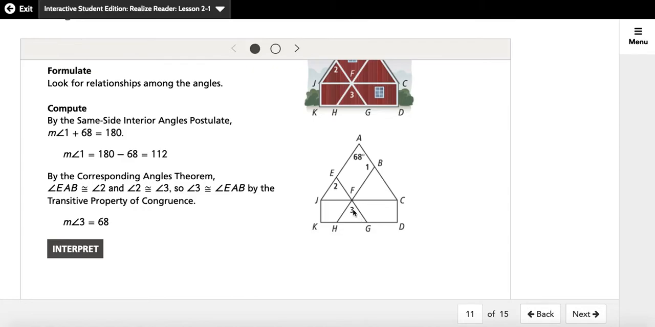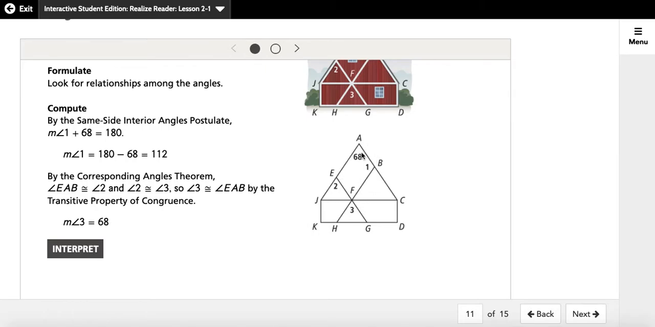Now try to picture how you're going to get to 3. I can see 3 is related to this angle here because they're vertical angles. And F is related to 1 from those parallel lines. So yeah, we can do that. Let's see what they did. Oh, they already did. I didn't notice that they had already done it for you.